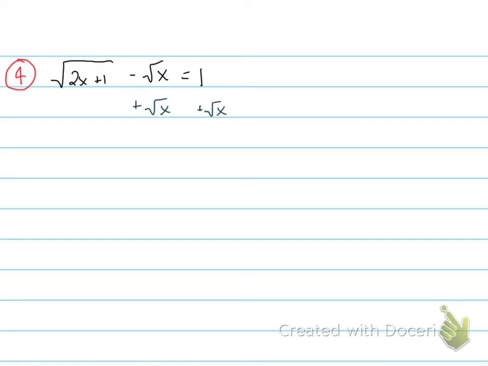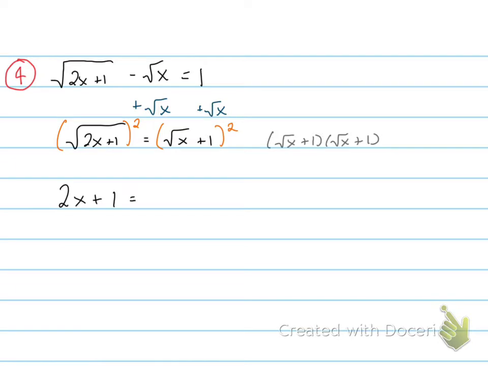So what I'm going to do is add over that square root of x. And now that that more complicated radical is isolated, I'm going to square it. Now on the left, that goes away and I have 2x plus 1. And on the right side, I'm going to expand that and FOIL it. And when I do that, I'm going to get x plus the square root of x plus the square root of x plus 1. Simplified, combining those middle terms, on the right side, I have x plus 2 square root of x plus 1.